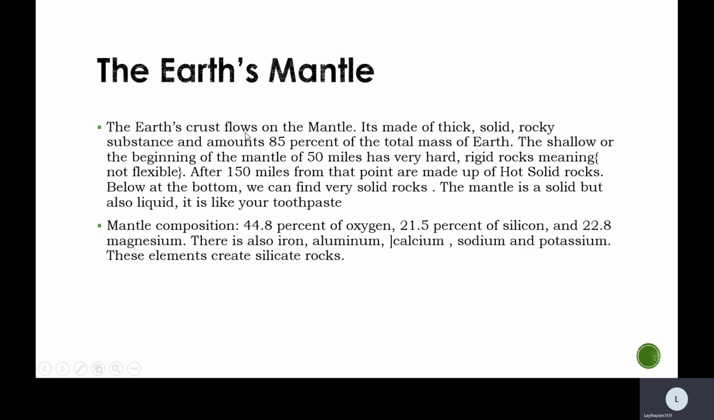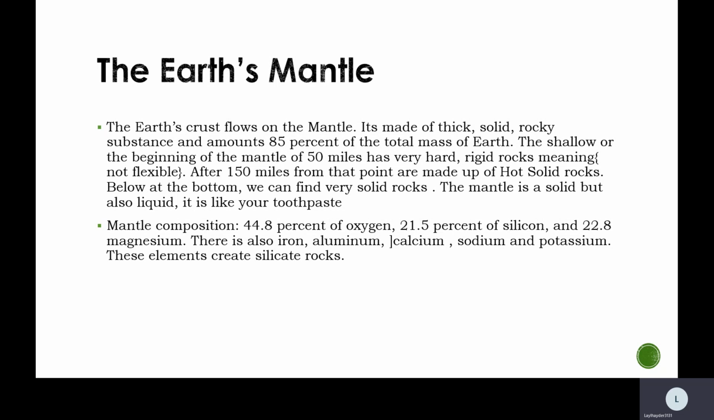The Earth's mantle. The Earth's crust flows on the mantle. So basically we can say the mantle is like a liquid, but at the same time it's a solid. So it's like your toothpaste actually. It's made of thick, solid, rocky substances and amounts to 85% of the total mass of the Earth.